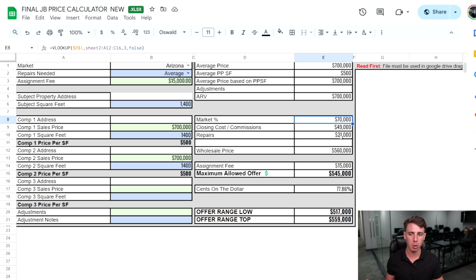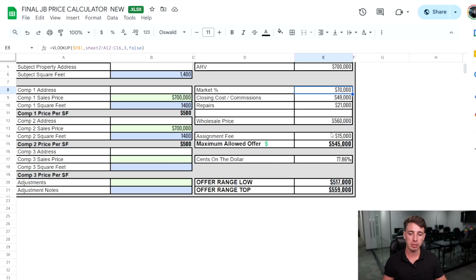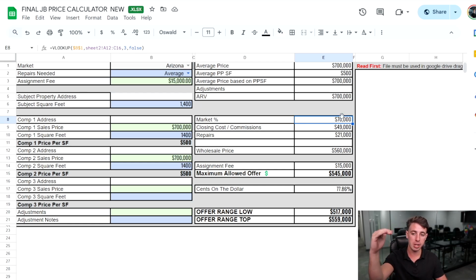If it needs minimal work, you can do the square footage times $5. If it needs like a medium remodel, you can do the square footage times $15. And if it needs a full remodel, you can do the square footage times $25 to get your repair costs. Once you have that repair cost, minus that out from the ARV as well, and then minus out your assignment fee. So you take ARV minus investor's profit, minus the closing costs and commissions, minus the repair costs, minus your assignment fee, how much you want to make on the deal, and that equals your MAO.